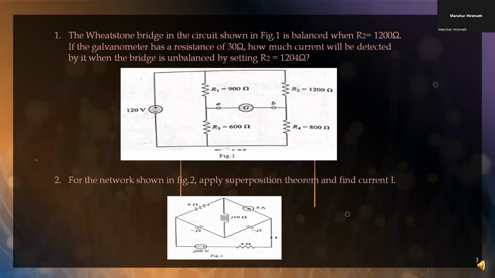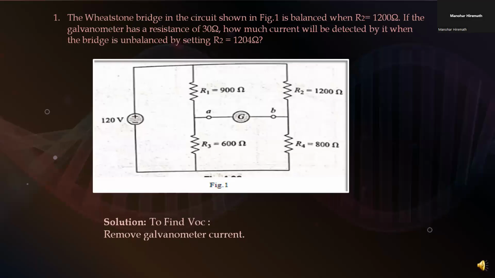So these are the two questions to be discussed. The first one is based on Thevenin's equivalent circuit, and the second one is based on the superposition theorem. The first question goes like this. The Wheatstone bridge in the circuit shown in figure 1.a is balanced when R2 equals 1200 ohm. If the galvanometer has a resistance of 30 ohm, how much current will be detected by it when the bridge is unbalanced by setting R2 equals 1204 ohm?